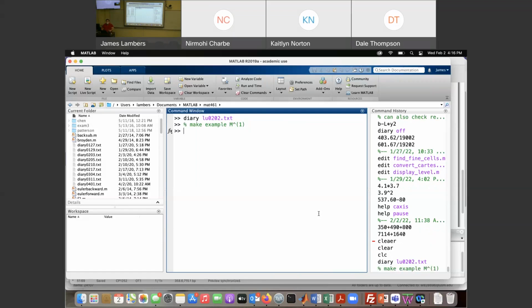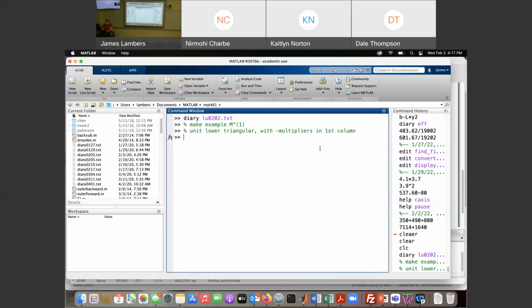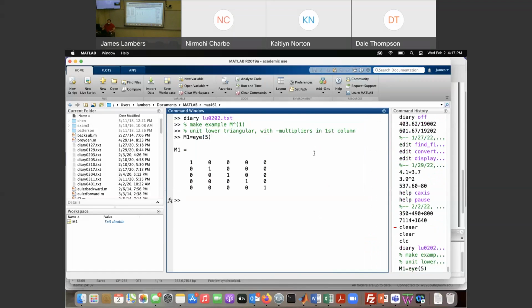Now, what kind of matrix is that? It is unit lower triangular with multipliers. Actually, it's negatives of multipliers in the first column. So what I'll do is make a 5 by 5 identity matrix. And then I'm going to put multipliers in this first column.